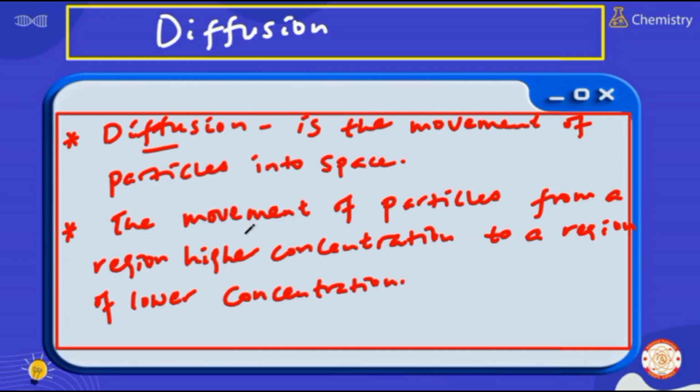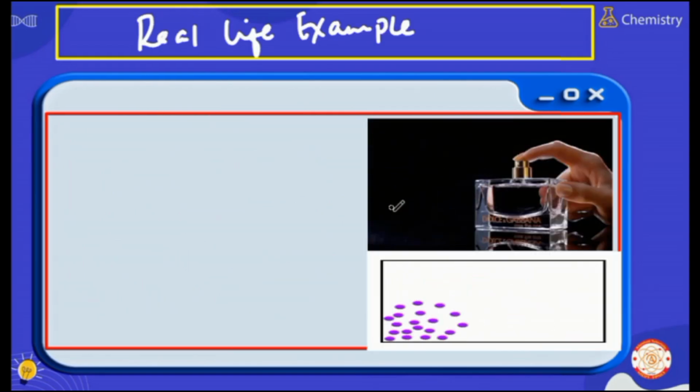Diffusion is the movement from higher to lower concentration. So let us look at a real life example. Imagine you have an air refreshener.